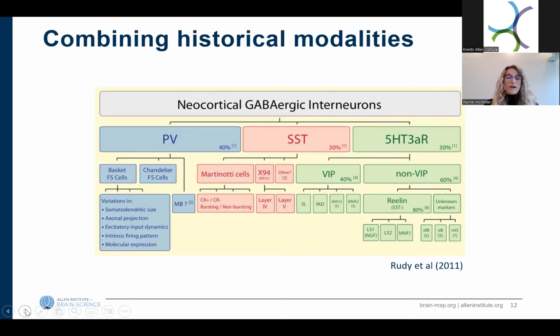We also know that they vary in other ways, such as their axonal projections and their molecular expression of other proteins. When we look in the middle, we see our SST cells, which express somatostatin, and they also vary in their morphological characteristics as well. We have Martinotti cells, which have axons in layer 1. We have X94 cells, which have axons in layer 4. And then we also have different firing patterns within SST. And our third group, the 5-HT3AR, the serotonin receptor cells, also vary in their expression of different markers and different firing patterns as well.